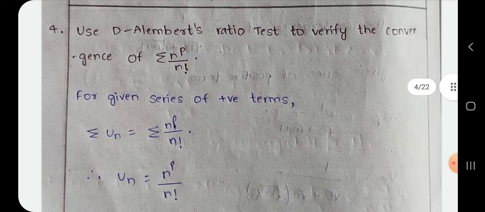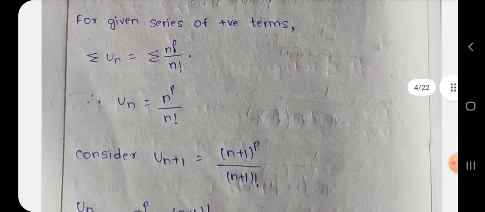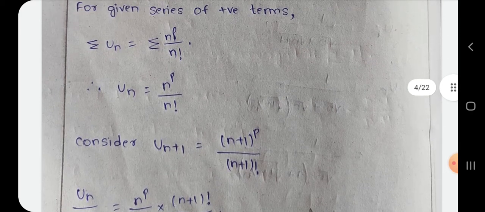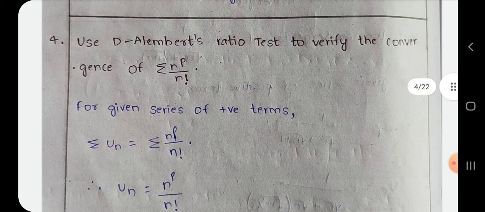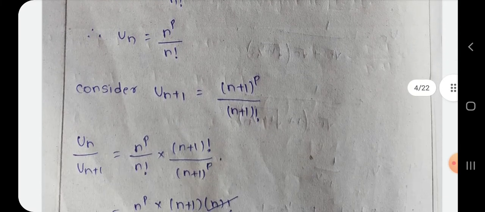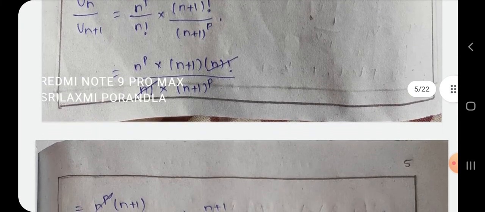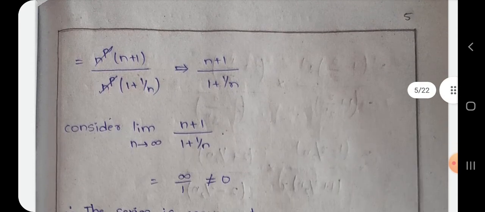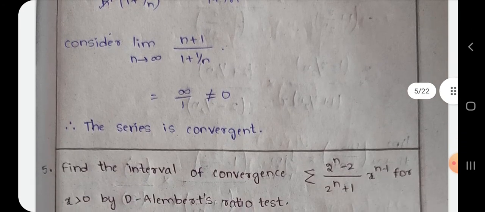Fourth problem is given, and there you are writing the general term, and here it is clearly mentioned that you are using D'Alembert's ratio test, finding un plus 1 and un by un plus 1. Just make the simplification, and after getting that you substitute the limit, and you get an answer which is not equal to 0.